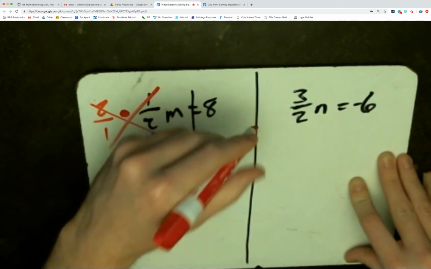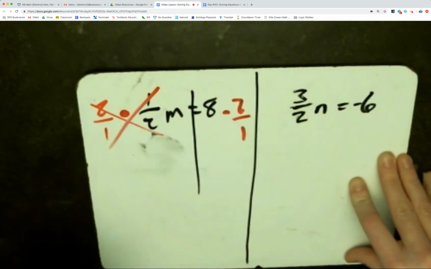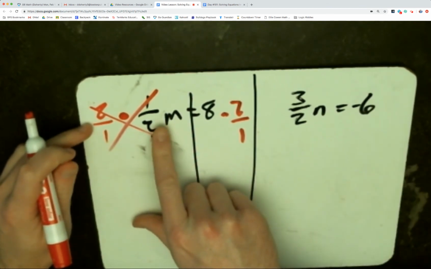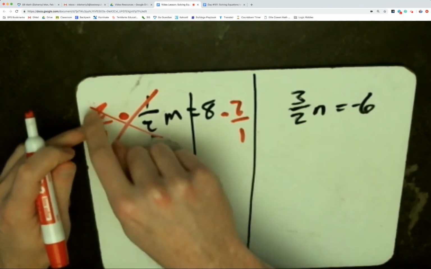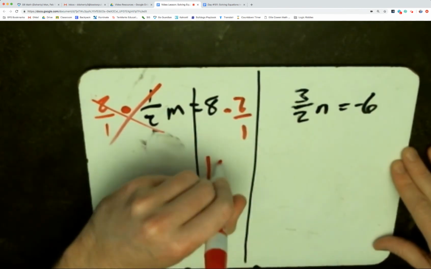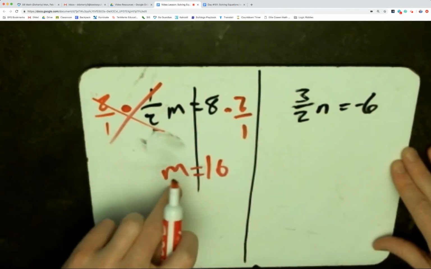Anything I do to the left side, I need to do to the right side. So again, by multiplying by the reciprocal, we can see how that's the inverse of multiplying by a fraction, is just to flip it upside down and multiply by its reciprocal. 8 times 2 gives us 16. So in this case, we know m was 16.